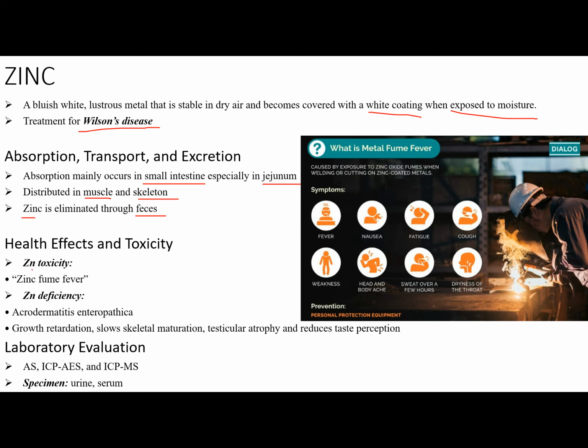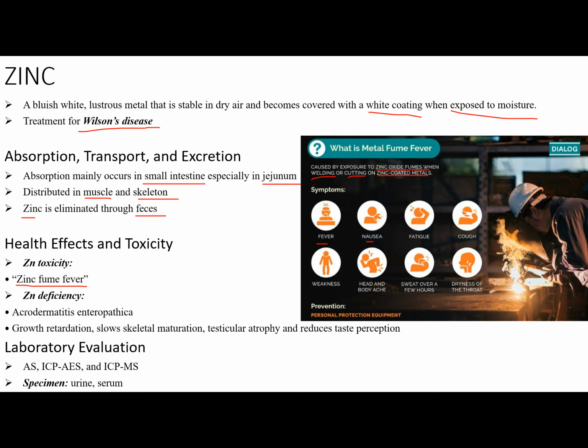Then we have what we call your zinc toxicity, characterized by zinc fume fever. See, zinc fume fever, class, is also known as what we call metal fume fever. This is caused by the exposure to zinc oxide fumes when welding or cutting on zinc coated metals. Now, symptoms of fume fever, class, would include fever, nausea, fatigue, cough, weakness, head and body ache, sweating over a few hours, and dryness of the throat. Prevention, class, is the wearing of PPE.